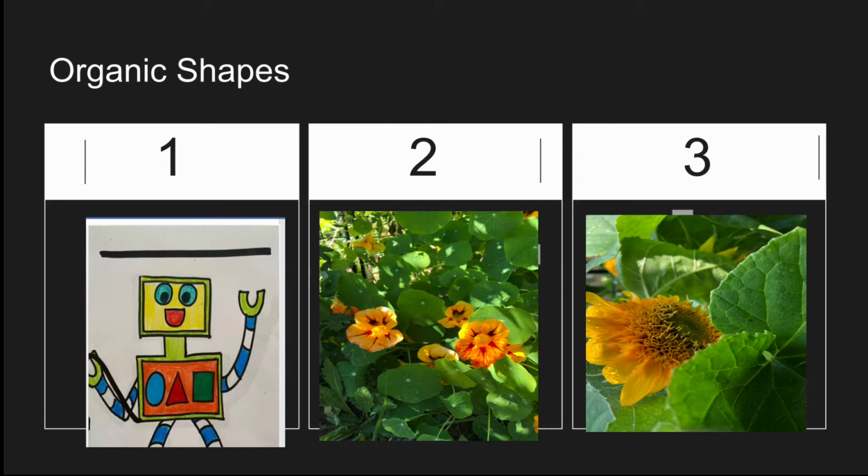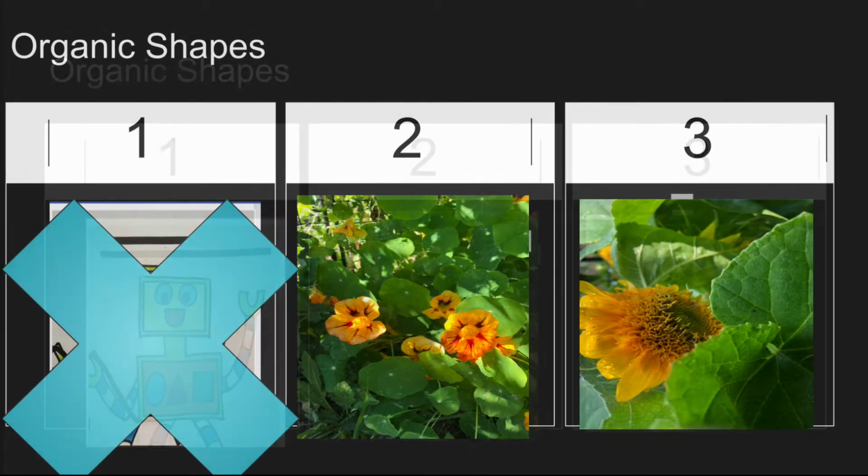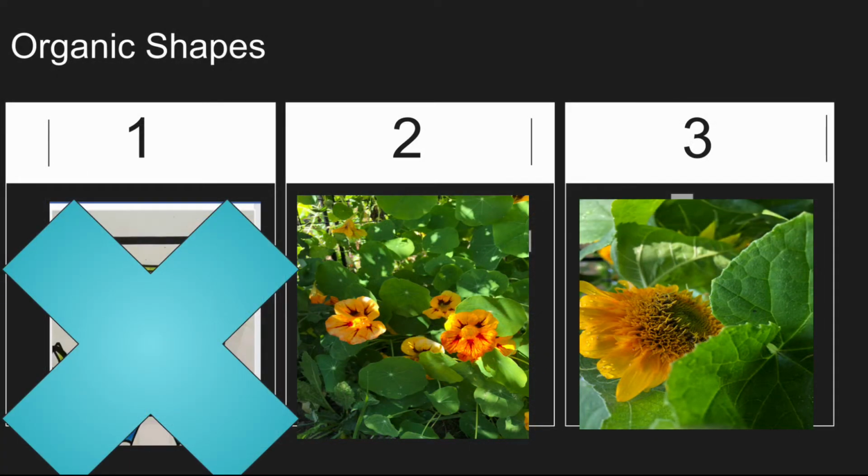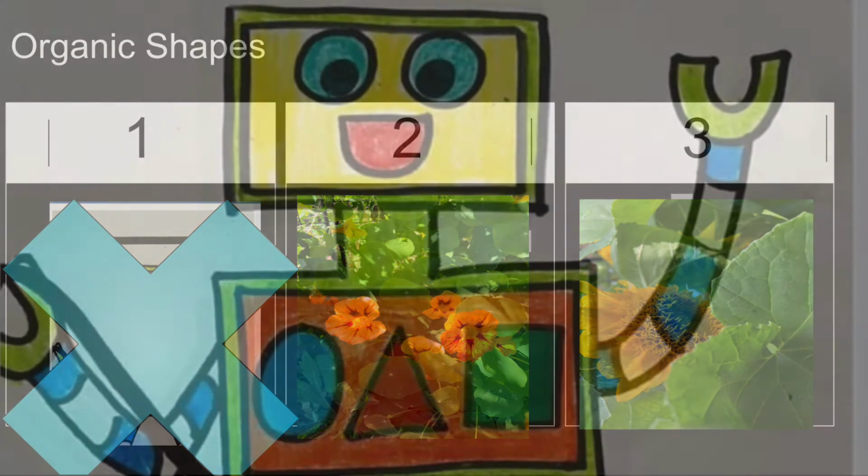Let's look at organic shapes now. 2 of the pictures are organic shapes, and 1 is not. Find the fake. If you chose number 1 this time, you got it right. You found the fake. The geometric shape robot is not an organic shape. Great job.